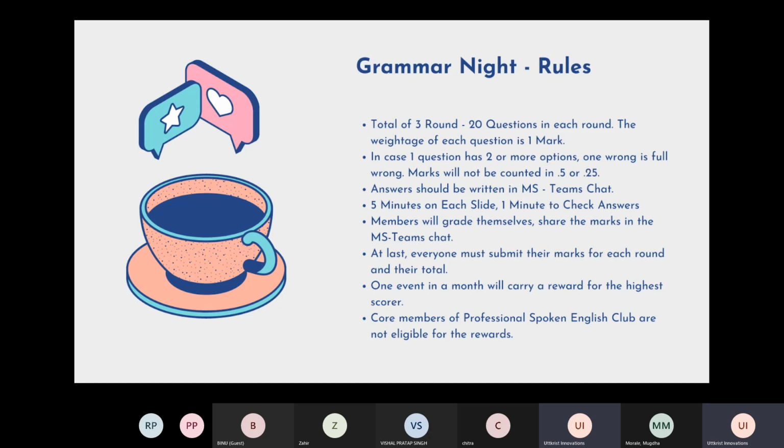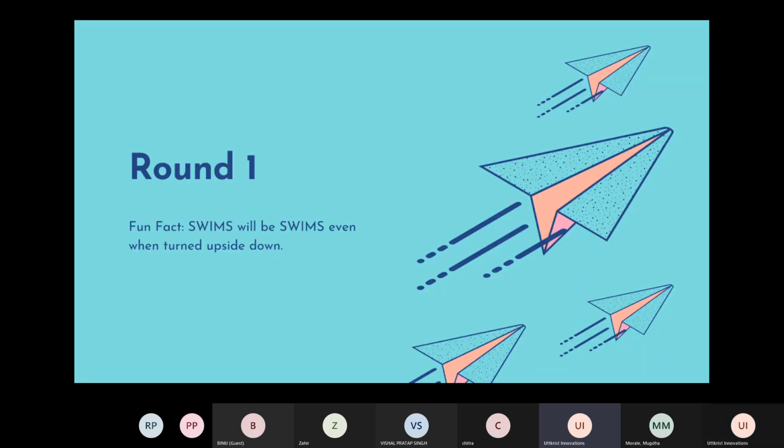So we'll proceed with the questions. This is round 1, and for every round we're trying to bring in a fun fact. The fun fact here is that the word "swims" will still read "swims" even when turned upside down. If you write S and W upside down, with the W facing upwards now, and you make it face downwards, even in that case it will read "swims". This was a fun fact I could find for you.